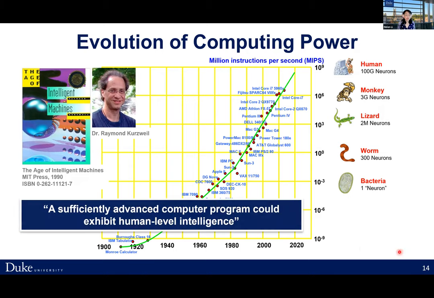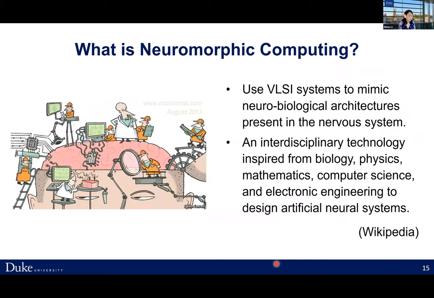Well, we all know that our computing systems nowadays are very powerful, but not sufficient, and we couldn't claim they are at the same level as a human being. It's not only about the computing power, but also the architecture and the frameworks to support and innovate the computations. A sufficiently advanced computer program that could exhibit human-level intelligence is still not fully developed. So this introduces the concept of neuromorphic computing. It's not only the program, it's not only the hardware, we have to integrate them together.